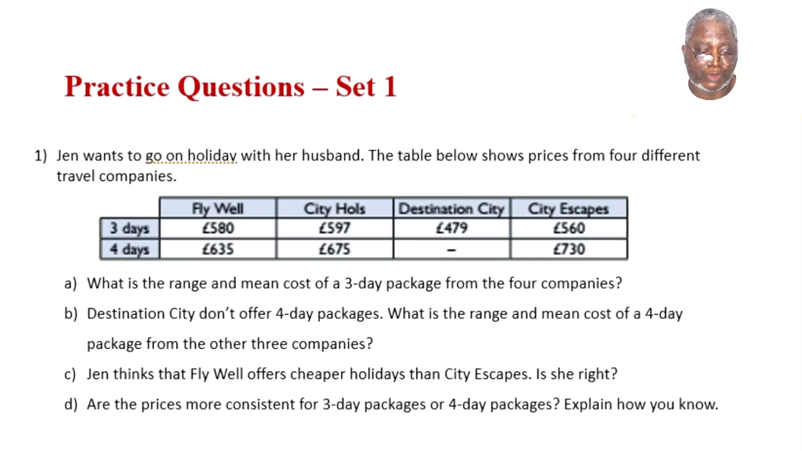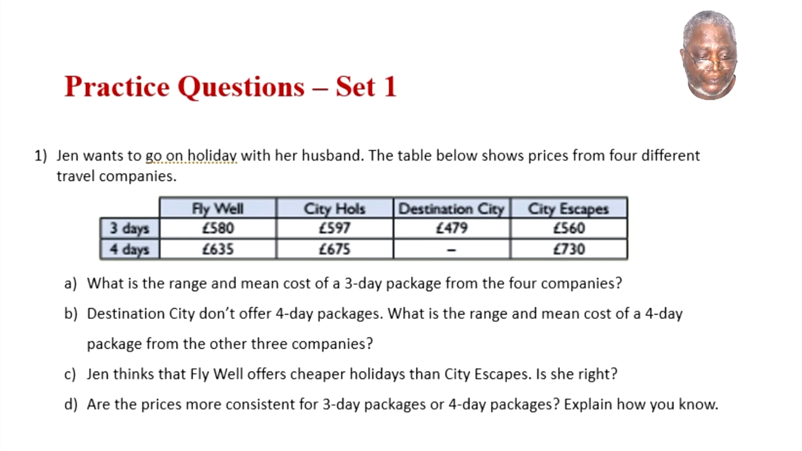Practice question set 1. Jen wants to go on holiday with her husband. The table below shows prices from 4 different travel companies: Flywell, City Halls, Destination City and City Escape. You have 3-day packages, you have 4-day packages, and those are their figures. Destination has figures for only 3-day packages. That means they don't have a 4-day package.